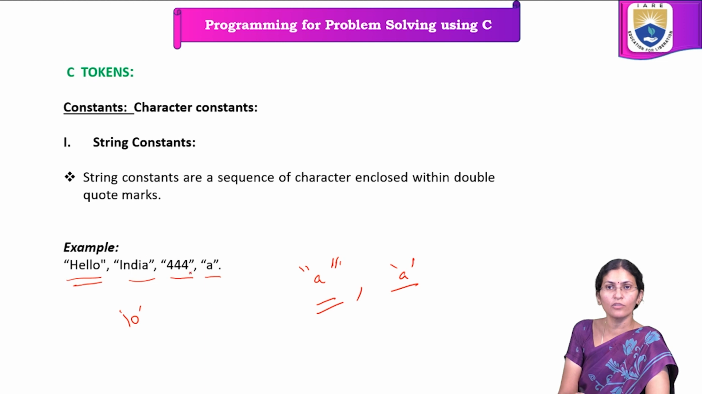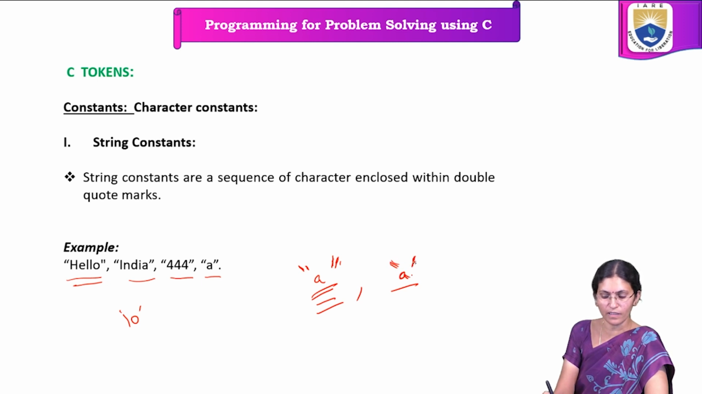So anything you write in double quotes becomes a string constant, and if you have a single character in single quotes, then it is a single character constant.